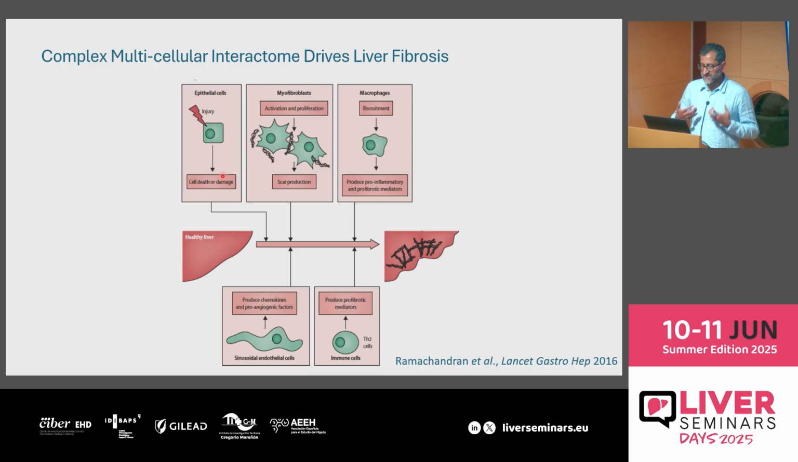And then it sets off a cascade, which is a complex cascade of different cell types interacting with each other. So you have activation of your myofibroblasts, which produce the scar. You've got changes in the vasculature. You've got adaptive immunity. And for today, we'll talk about the innate immunity, or the macrophages, which are key regulators of this process.